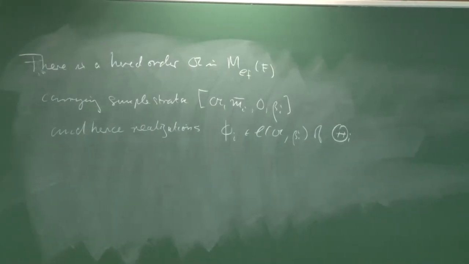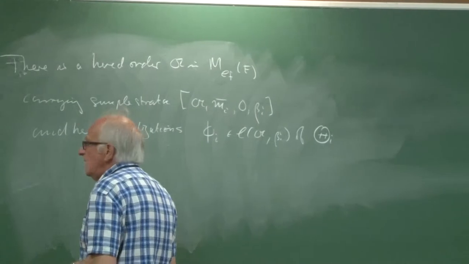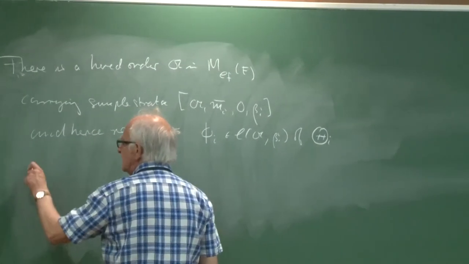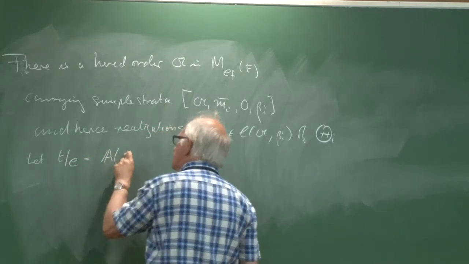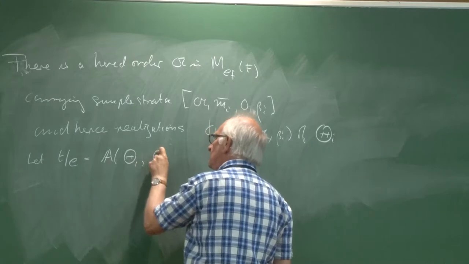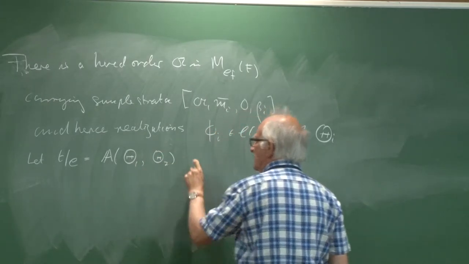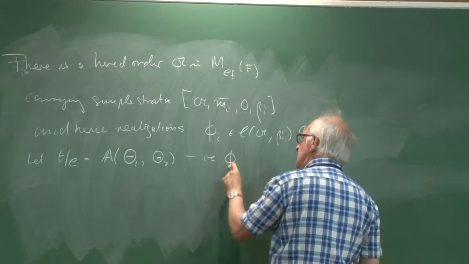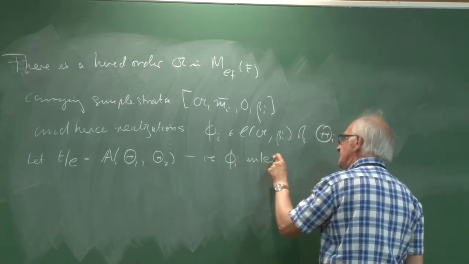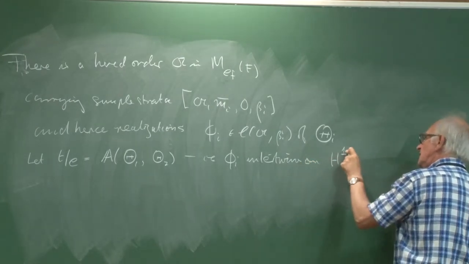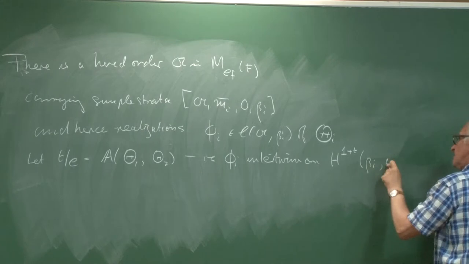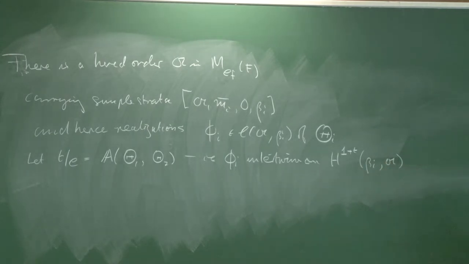Right. So I let T over E be the distance between these two things. So that says, i.e., the phi I intertwine on restricting to their relevant group and the characters you get intertwined, and that T is the smallest possible.